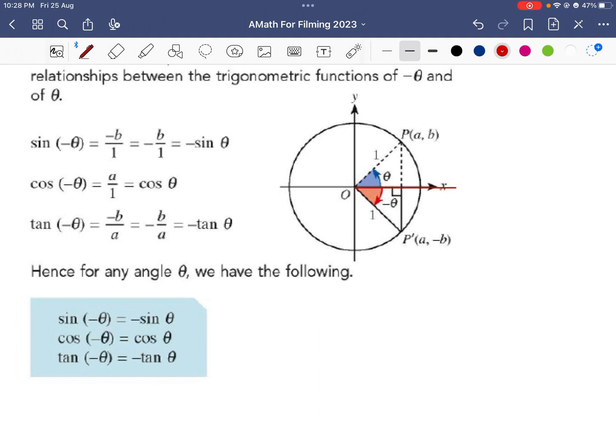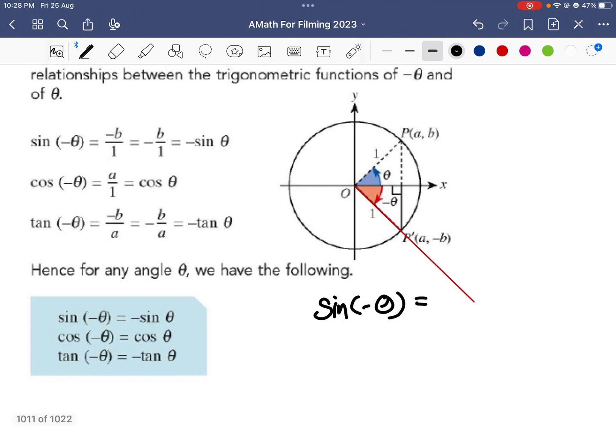So now just think about it. Positive angles, we are moving anti-clockwise. So negative angles, now we move in the clockwise direction. So if I am moving in the clockwise direction, I will land up in the fourth quadrant. So if I say sine of negative theta, in the fourth quadrant, is sine positive or negative? In the fourth quadrant, I know from ASTC that only cosine is positive, hence sine is negative. So I know it's negative sine theta.